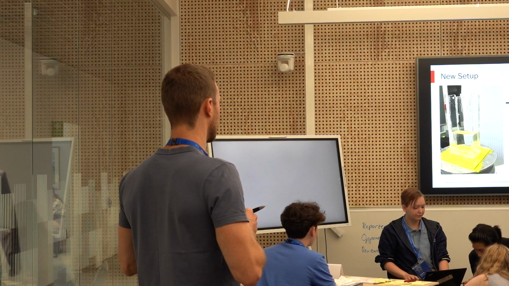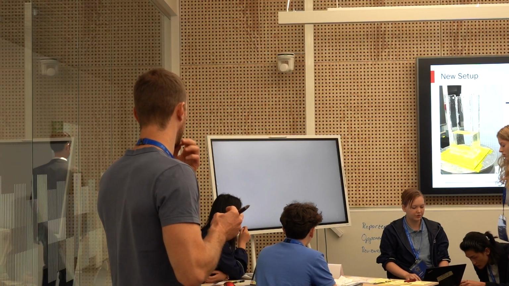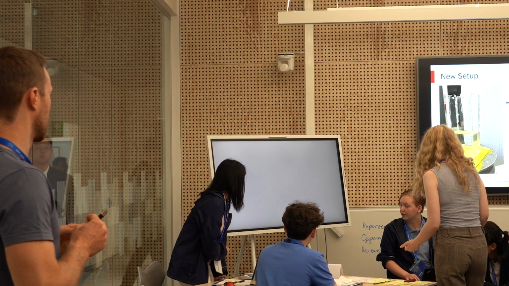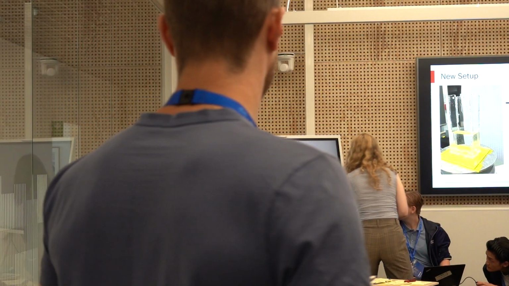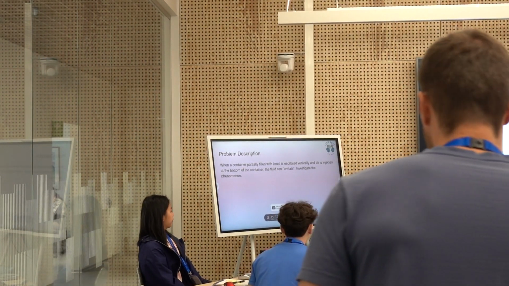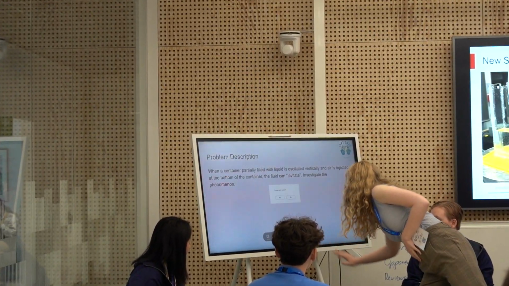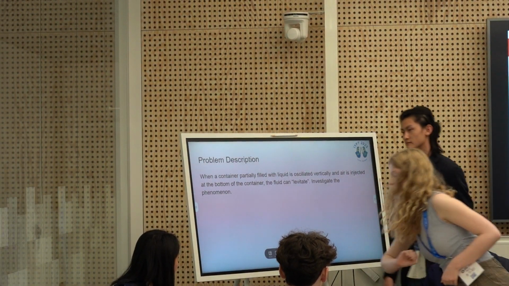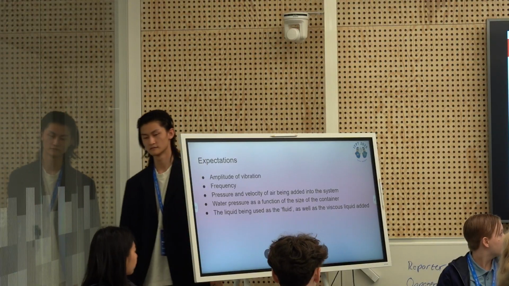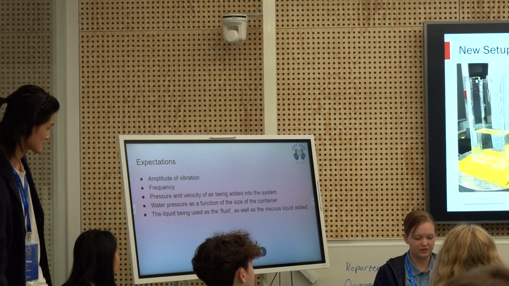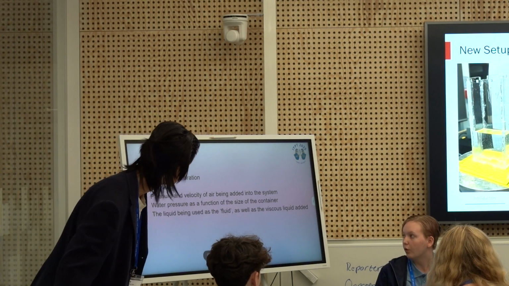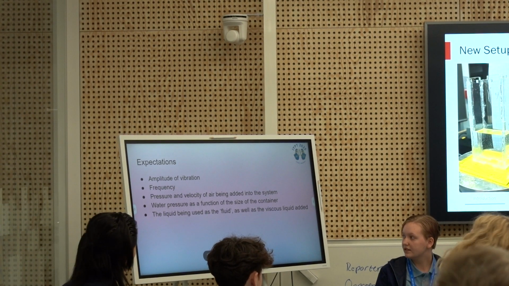Okay. Well, first we talked about the problem description. When a container partially filled with liquid is oscillated vertically and air is injected into the bottom, the fluid will levitate. And they investigated the parameters which affect this phenomenon, mainly the viscosity and properties of the liquid. So for this problem, we expect them to investigate the amplitude of vibration as well as the frequency, the pressure and velocity, or other characteristics of the air being added to the system.